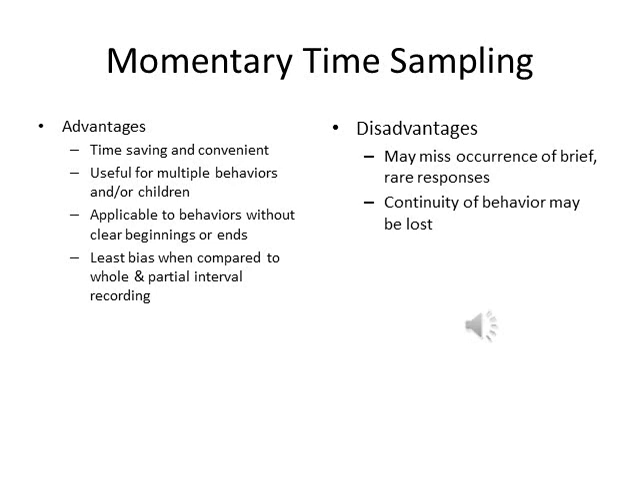Momentary time sampling is very easy to use. It's very useful for multiple behaviors, with adults or children. It's applicable to behaviors without beginnings or ends, and it's the least biased if you compare it to whole or partial interval. But it may miss occurrences of brief, rare responses, and the continuity of behavior can be lost. So again, there are advantages and disadvantages. Remember, your intervals can be any length. Typically speaking, the shorter the intervals, the more accurate, the more reflective of behavioral qualities these schemes will be. But that will also be discussed somewhat in your book.